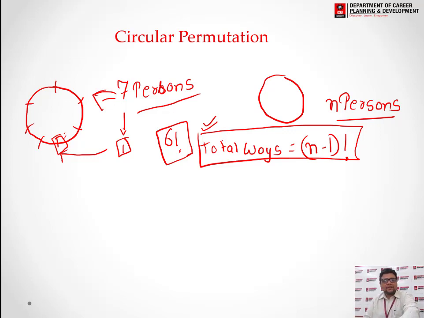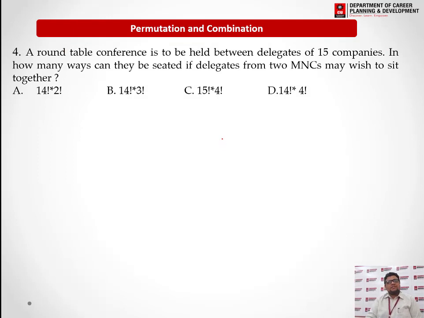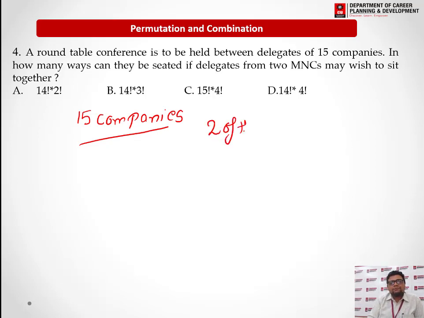Now let us see an example based on the same concept. The question is: a round table conference is to be held between the delegates of 15 companies. In how many ways can they be seated if the delegates of 2 MNCs wish to sit together? So there are delegates from 15 companies, so there are a total of 15 different persons. Out of which 2 of them will be sitting together.